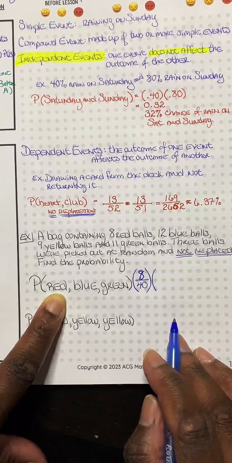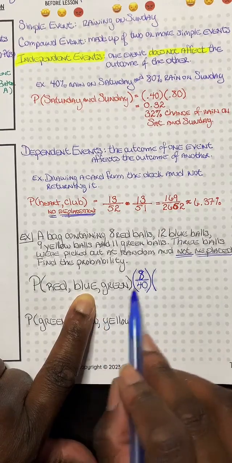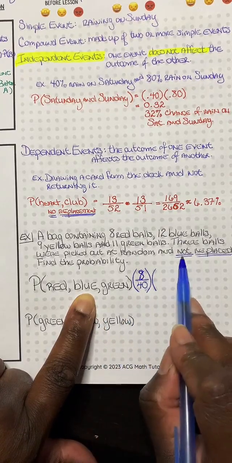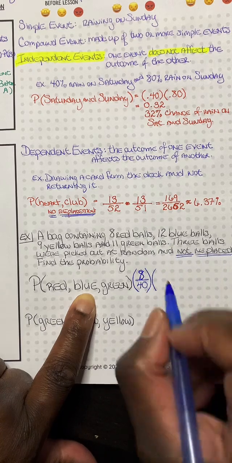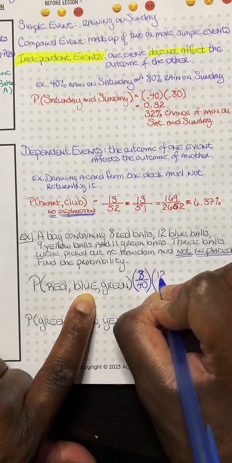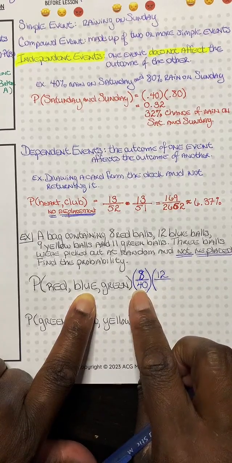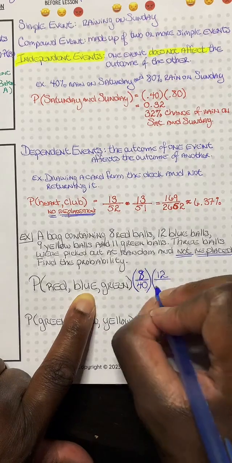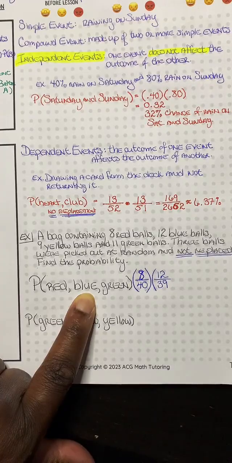Now, the probability of getting a blue ball. We took one of the balls out and it's not being replaced. So that means we have 12, but not out of 40, because we took one ball out that could have been red. So that means we have 39.